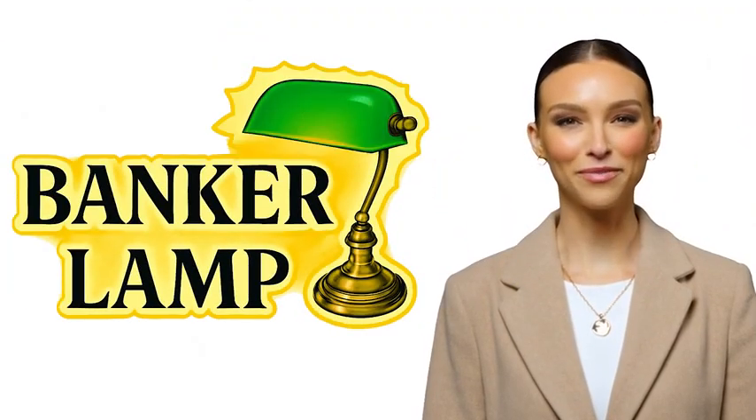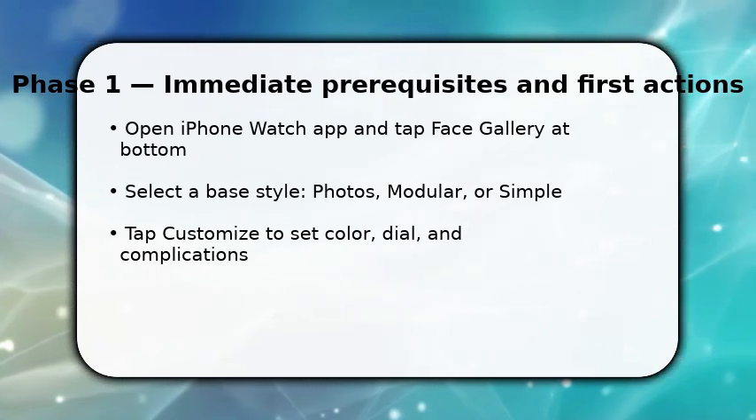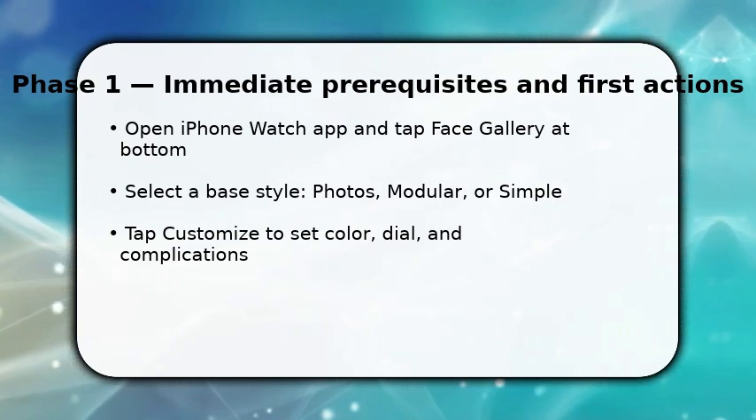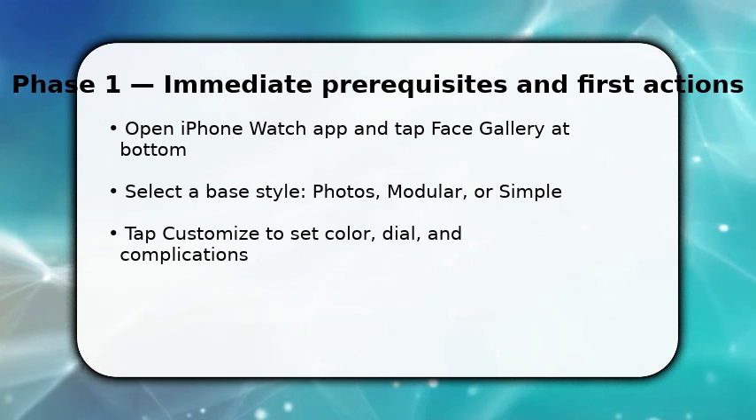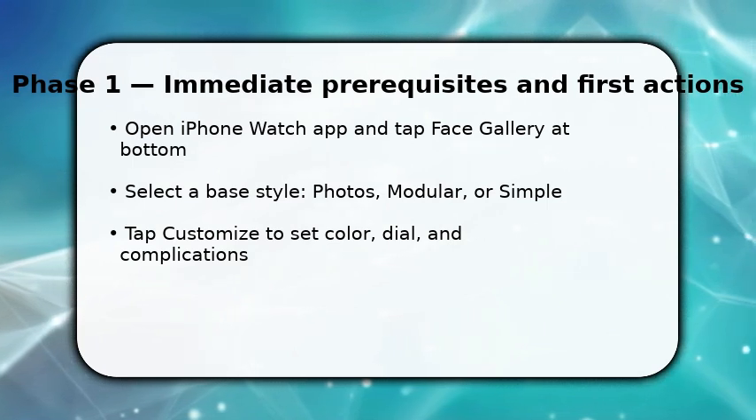Please enjoy the video. You start in the Watch app on your iPhone, tap Face Gallery and pick a base face you like. Once selected, tap Customize to change the dial, color, and which complications appear. This determines glanceable data. Make deliberate choices, choose one core complication for quick access, then add supporting ones.